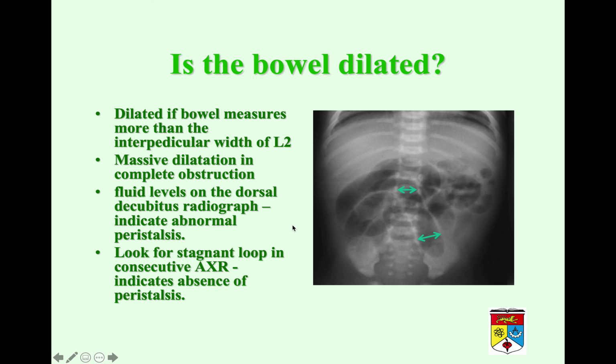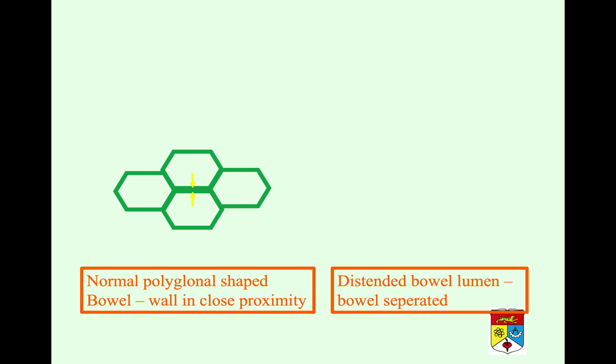If you have a fluid level, it may indicate abnormal peristalsis, where the bowel is ischemic and not moving, so all the air and fluid are mixed with each other. Another way to look at bowel ischemia is to look for a stagnant appearance that's not changing across more than one consecutive abdominal radiograph. You have to suspect bowel ischemia, which also indicates absence of peristalsis.